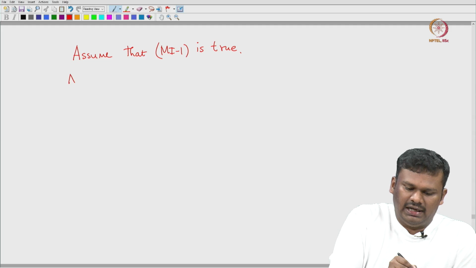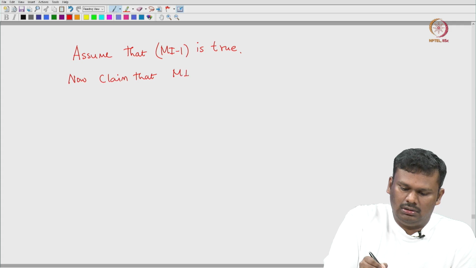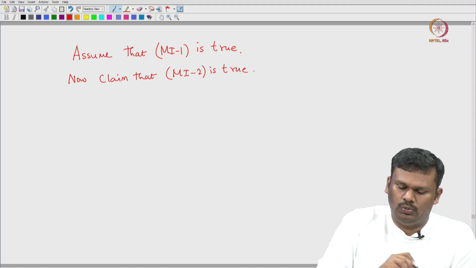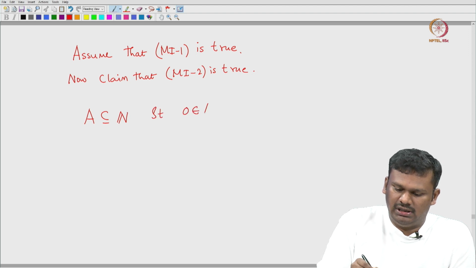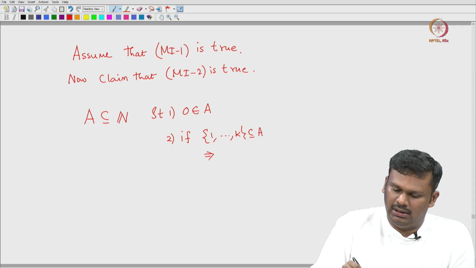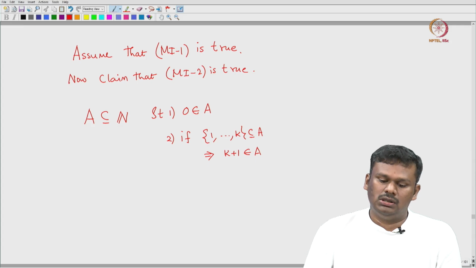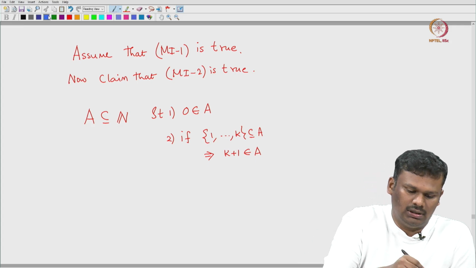Okay. So, now we claim that statement 2 is true. To prove this, we have to begin with a set A of natural numbers such that 0 is in A. That is the first condition. The second condition is that if 1 to k is a subset of A, then that should imply that k plus 1 is in A. Okay. So, this is what is given to us.